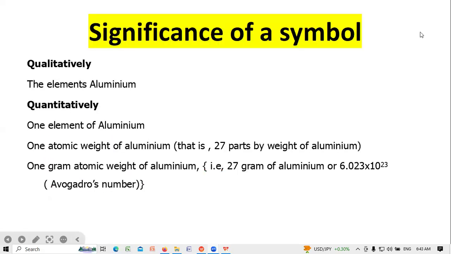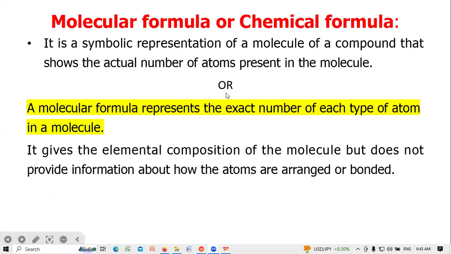Significance of symbols. There are two types of significance, qualitative and quantitative. Qualitatively, the element is aluminum. Quantitatively, one atom of aluminum, one atomic weight of aluminum, that is 27 parts by weight of aluminum; 1 gram atomic weight of aluminum, that is 27 gram of aluminum, contains 6.023 times 10 to the power 23, Avogadro's number.